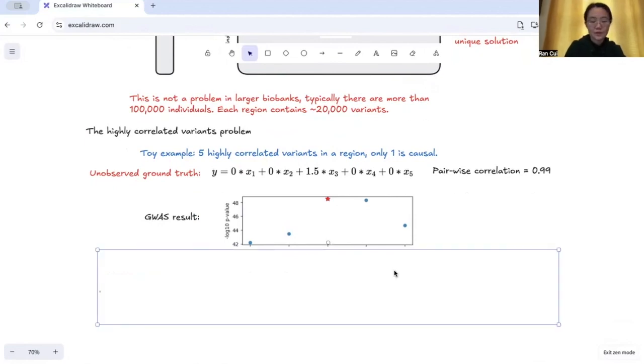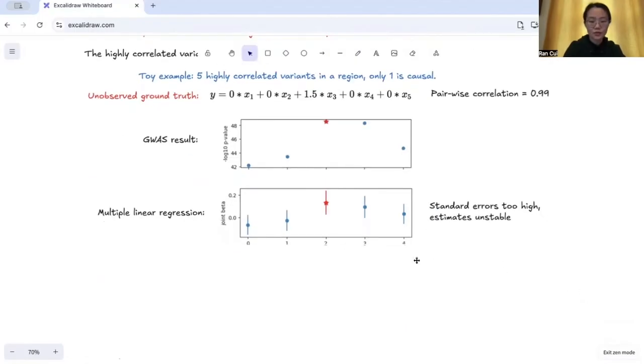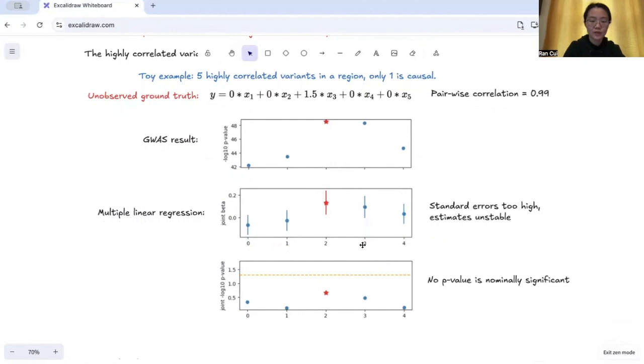But what happens if you want to try and isolate the causal variant using multiple linear regression? You can definitely perform a multiple linear regression, and it will give you effect size estimates, but you will also see that the effect size estimate is highly unstable because it has really big error bars. The standard errors are too high. And what this would result in is that if you try to compute the p-values for all of these estimates, none of them would even pass nominal significance of 0.05.